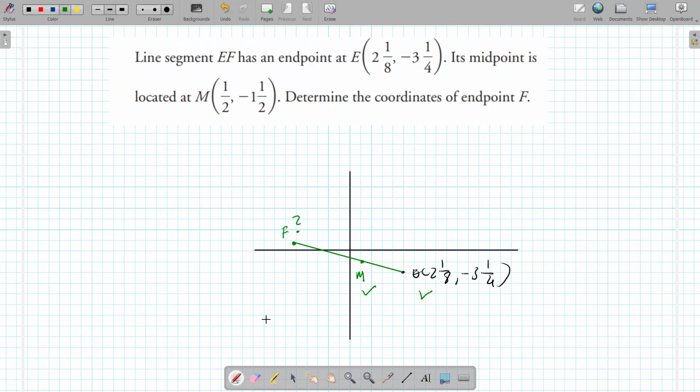You just use the formula. Remember, midpoint is going to be x1 plus x2 divided by 2, comma y1 plus y2 divided by 2. So here we know what our midpoint is. That's going to be 11 over 8 and 13 over 4, negative 13 over 4. I just turned it into a fraction.